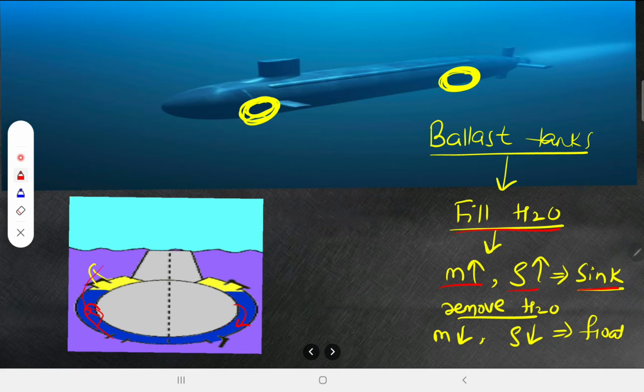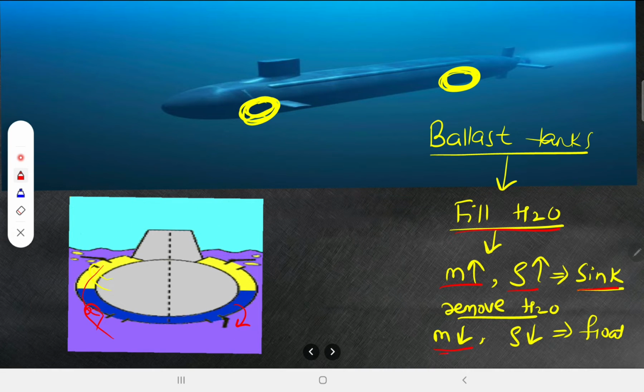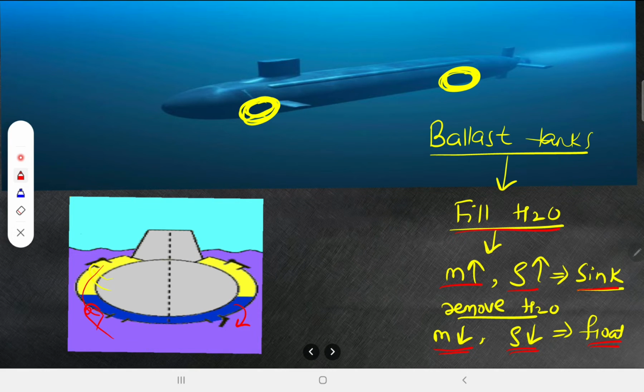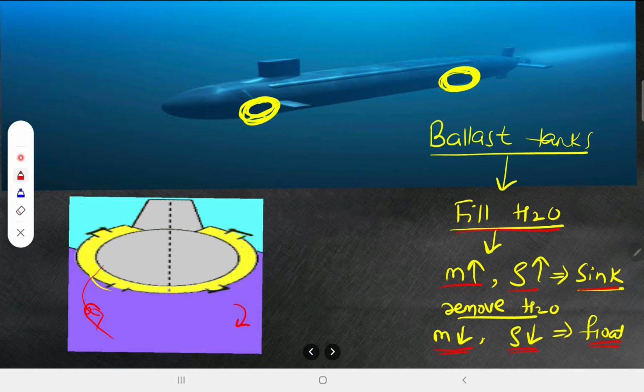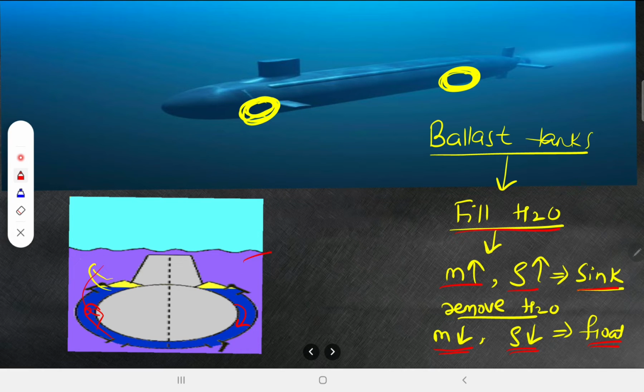Now look at this. Now water is removed. This water is getting removed, the blue color thing. So it went up. When we remove water, the mass will decrease, the density will decrease, and it is going to float. How it is going to be done is known to the marine engineers, and you can study more about that.